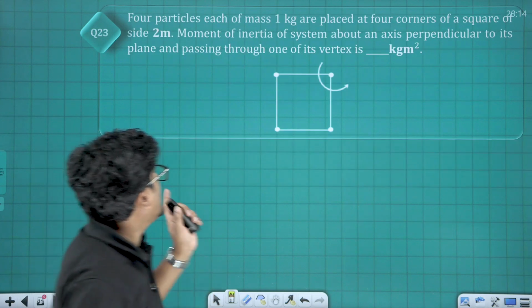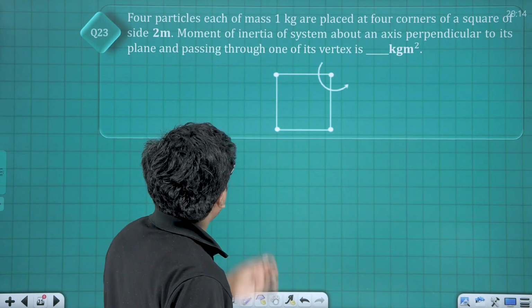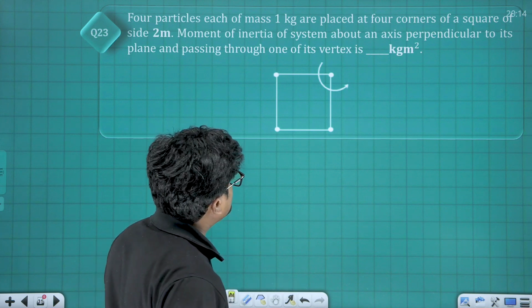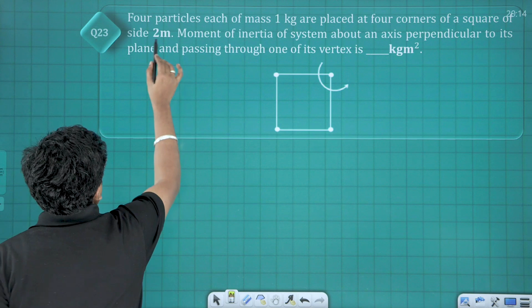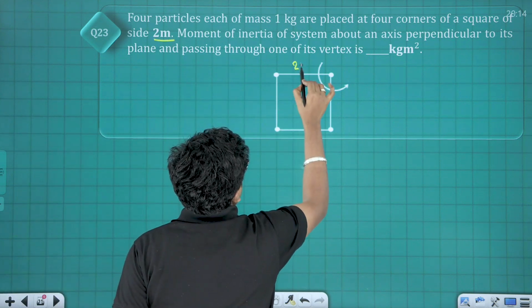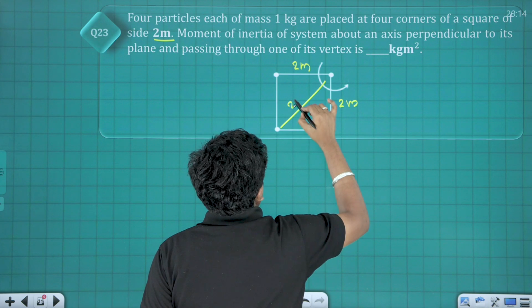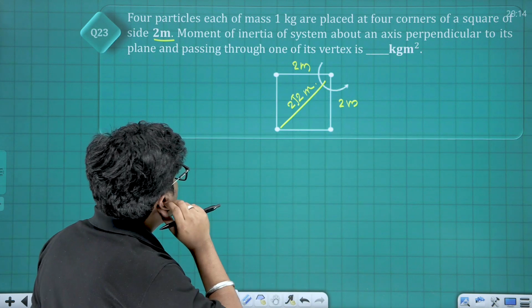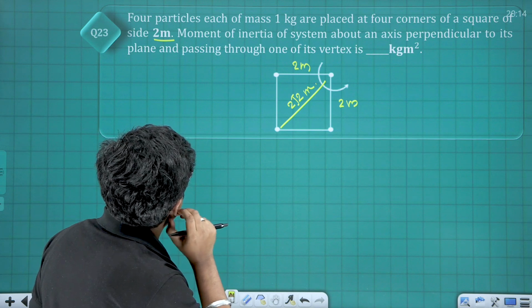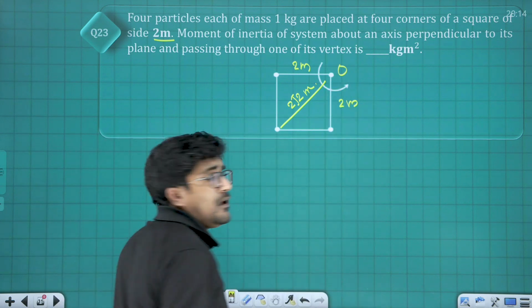Alright. So here comes question number 23. The question says, 4 particles each of mass 1 kg are placed at 4 corners of a square of side 2 meter. So here this is 2 meter and here this is 2 meter. So here this needs to be what? 2 root 2 meters. Alright. Now we need to find out the moment of inertia of the system with respect to this point.